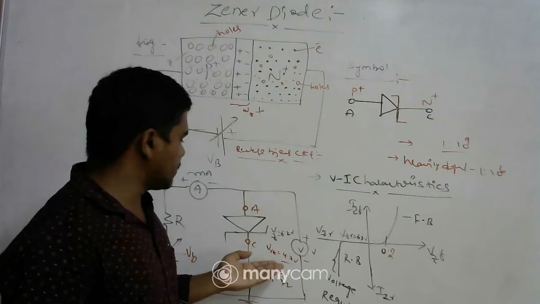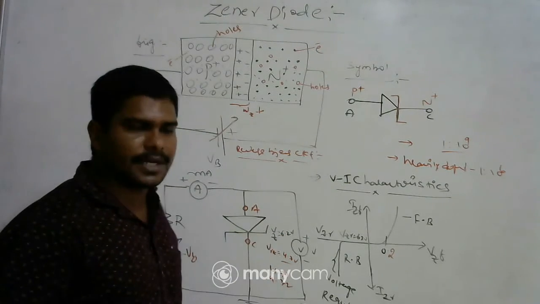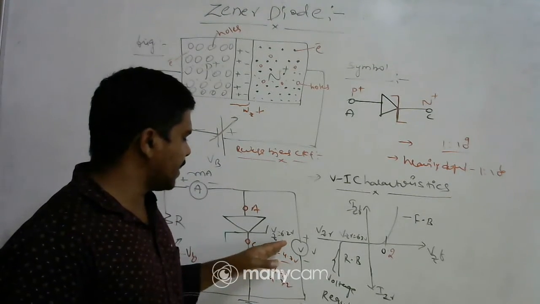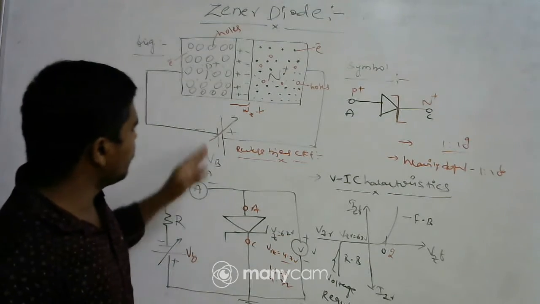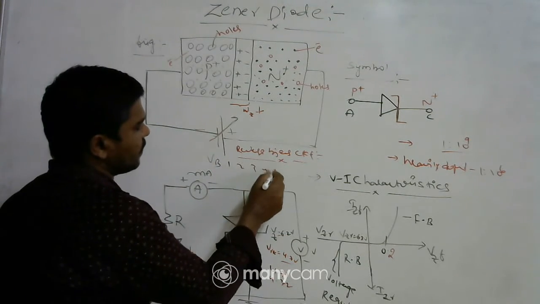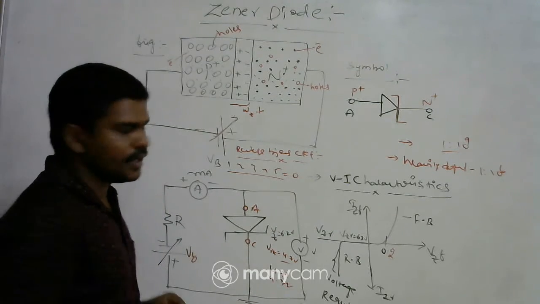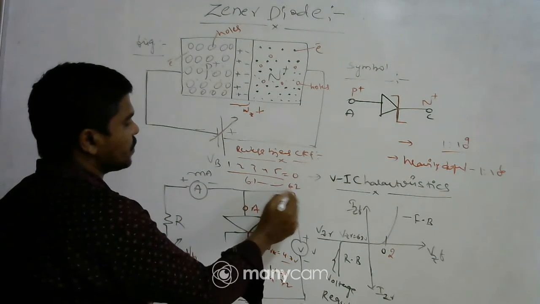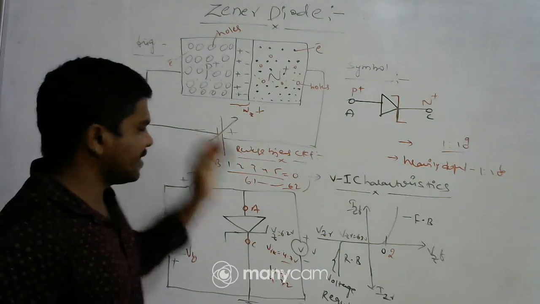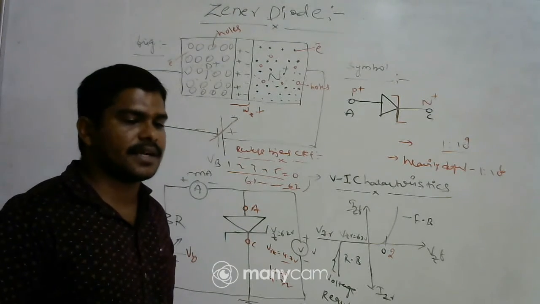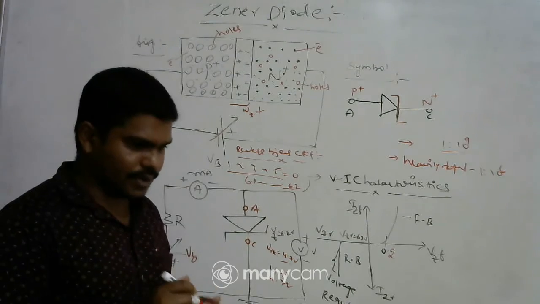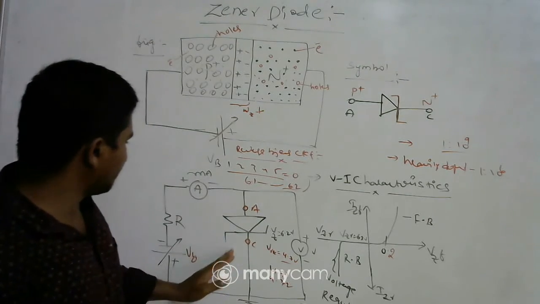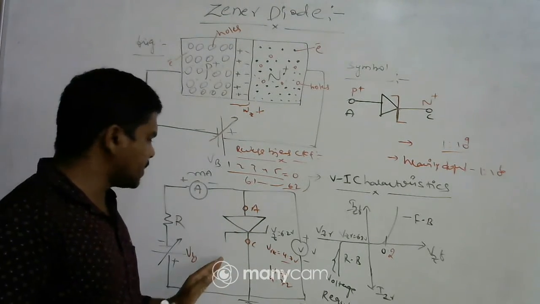Suppose you consider a Zener diode whose rating is 6.2 volts. What happens at this point: when your bias voltage is 1, 2, 3, 4, 5, up to this, the current is 0. When you apply 6 volts, 6.1, a little bit of current flows. After that, at 6.2, the current starts increasing in the Zener diode due to minority charge carrier current, because the diode is heavily doped. This is the reverse bias operation in the Zener diode.